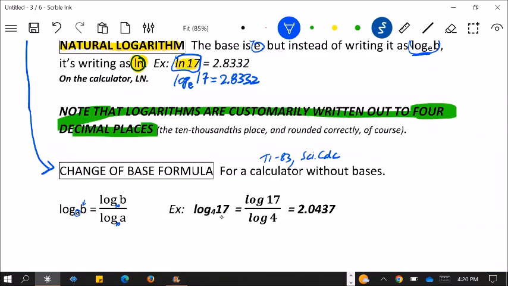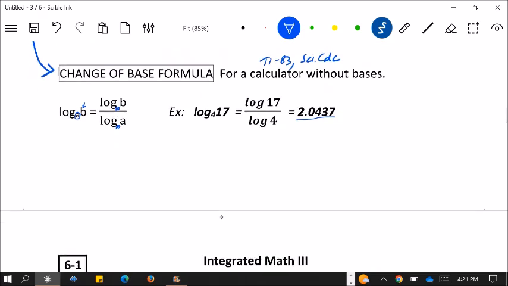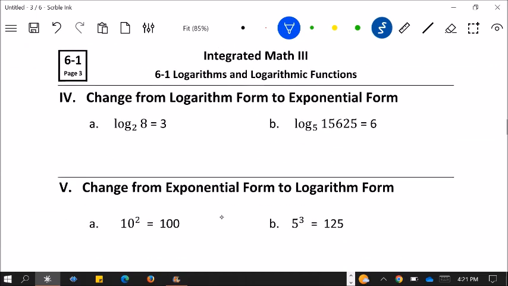Okay. And if you do that, you get this 2.0437, and you can do it either way, and you would get it correct for this one. Let's look at changing the forms.